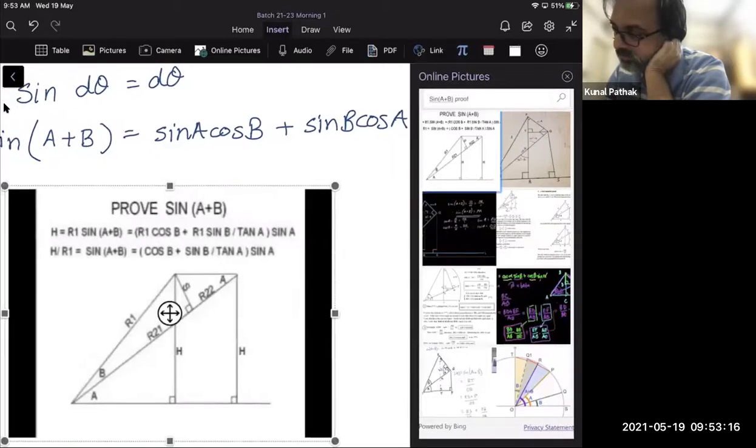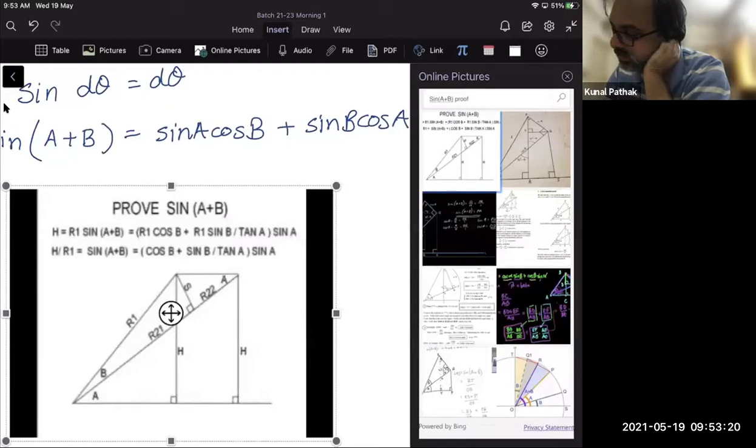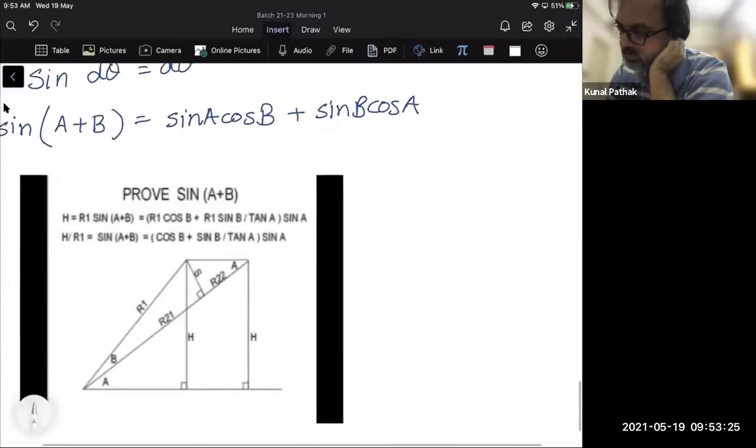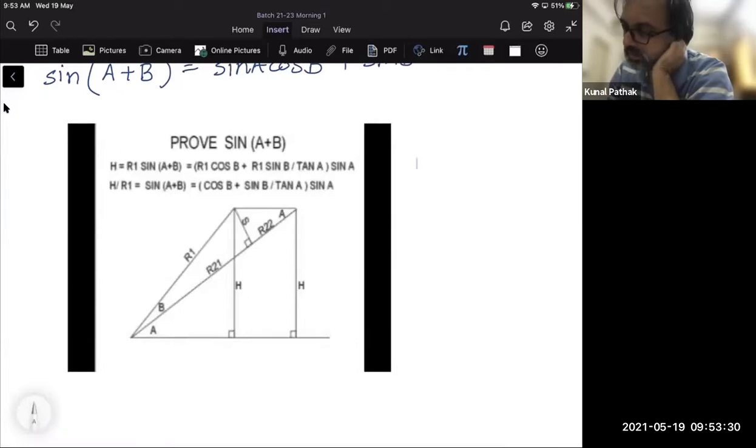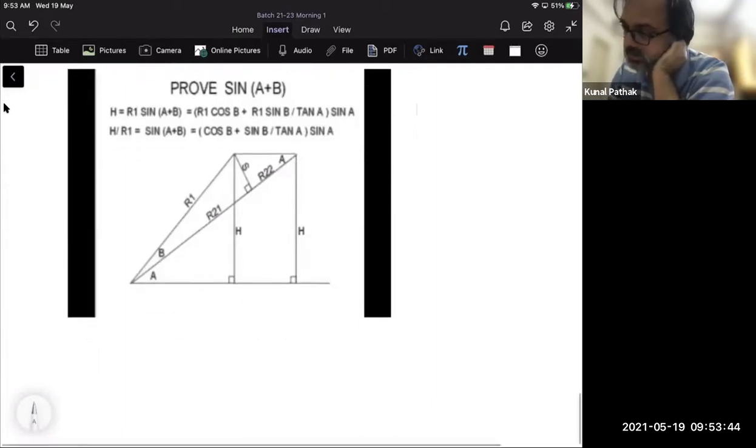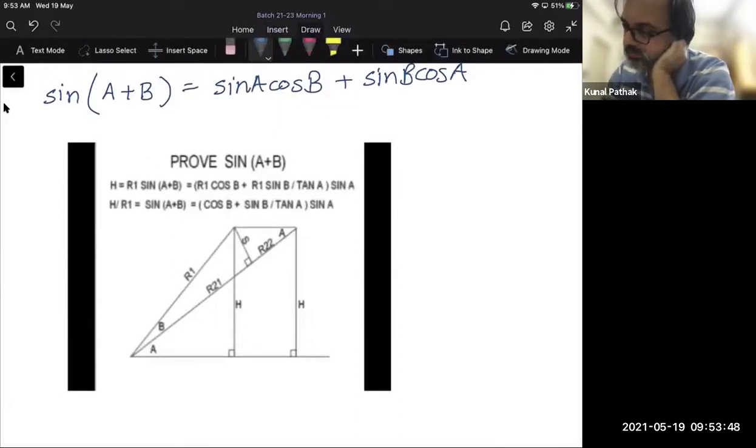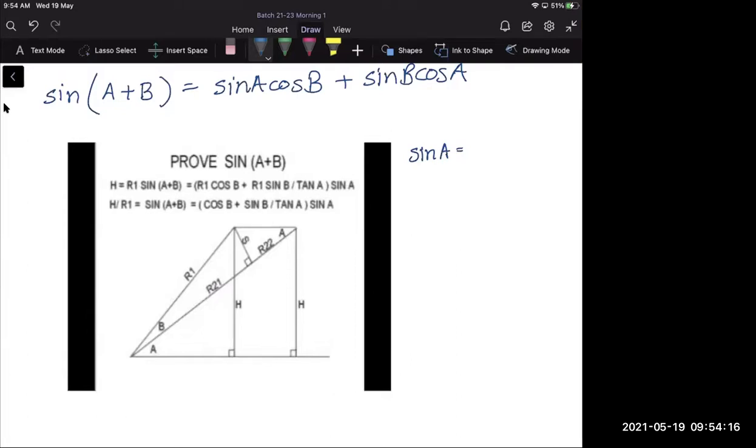So I think this is as good as anything. In this weird kind of diagram, I don't know whether you can understand this or not, but as far as I understand it, we have sine A is equal to... Sir, h by r2 1 plus r2 2. Achha. Oh, that's how I get.